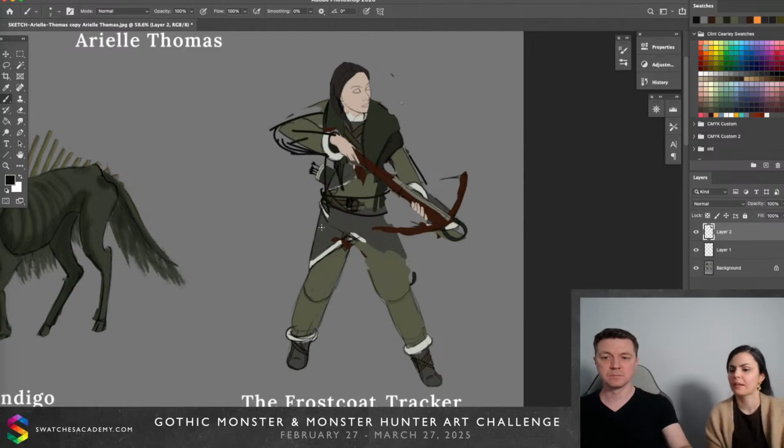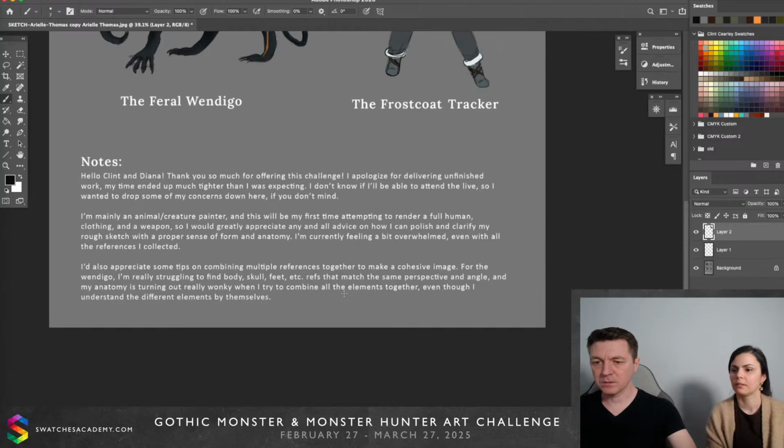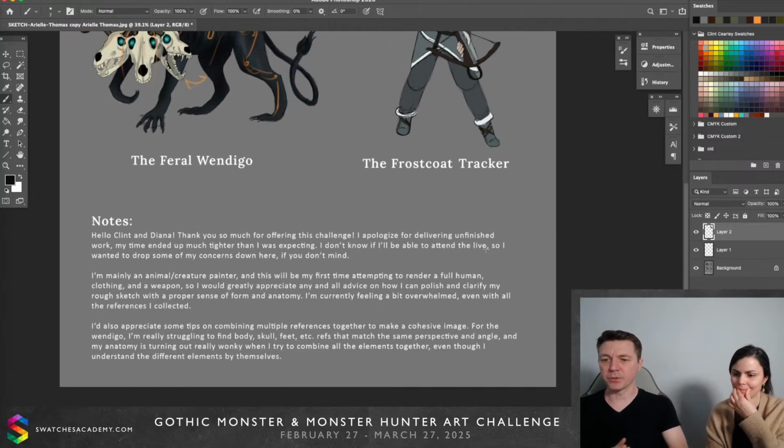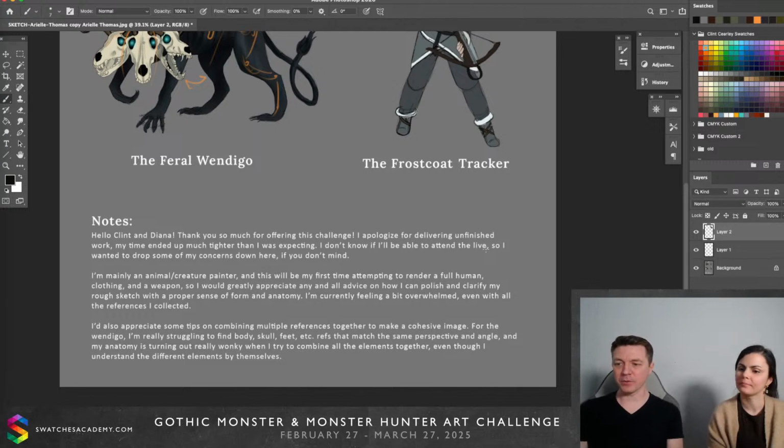Yep. There were some questions down at the bottom of the page. Question here: first time attempting to render a full human. Hey, you really stepped up to the challenge then. And greatly appreciate any feedback on how to polish it, clarify my rough sketch, proper sense of form and anatomy. Currently feeling a bit overwhelmed even with all the references I collected.